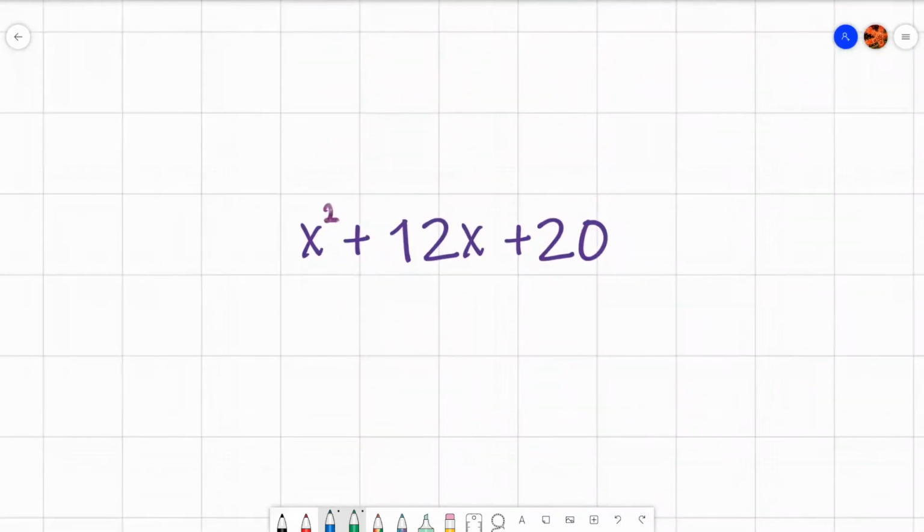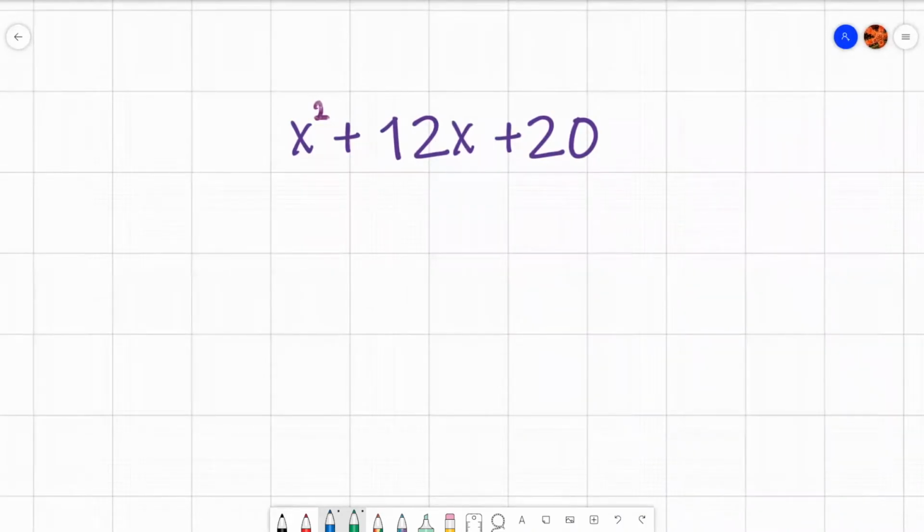Let's have a look at another example. We've got x squared plus 12x plus 20. X and x in a bracket because x times x is x squared. I want two numbers that multiply together to make 20, but when you add them, you get 12. So again, 1 times 20, I can think of that. That won't make 12. 2 times 10, that will make 12.